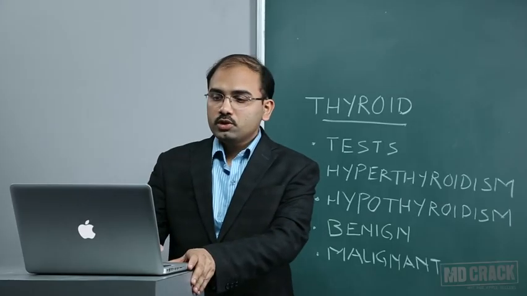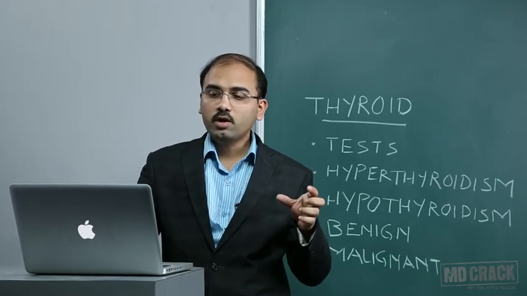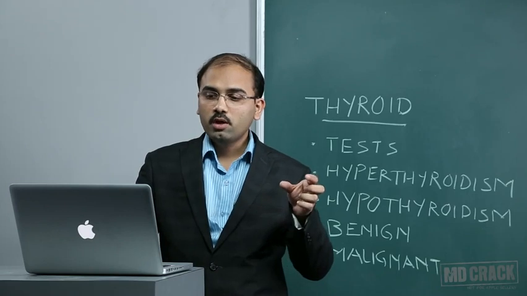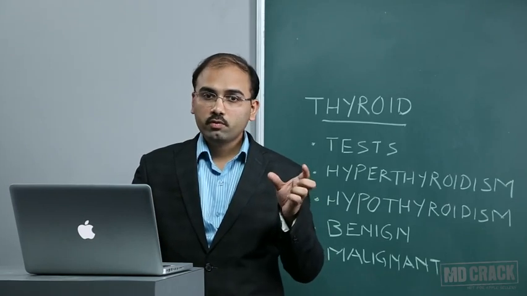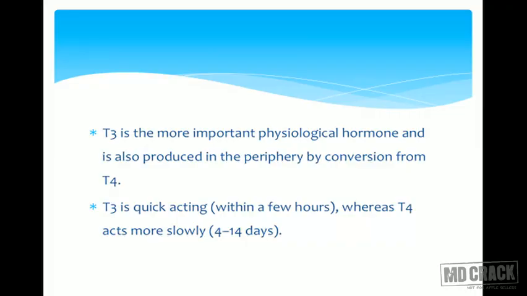So you may be asked a question, which of the following estimations will give you an idea of early hyperthyroidism? So it is free T3, not free T4. So free T3 is very much important to diagnose early hyperthyroidism. T3 is the most important physiological hormone and is also produced in the periphery by conversion from T4.